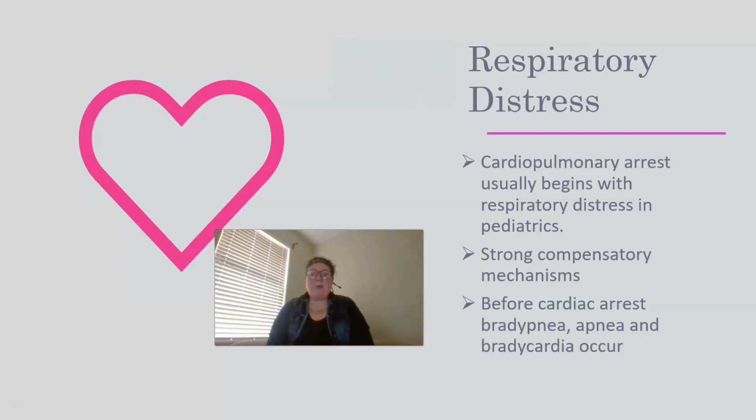Okay, so respiratory distress in pediatrics. The big thing to remember here is that cardiopulmonary arrest begins with respiratory distress first. Most of the time, pediatric patients have respiratory distress. They can compensate. They have very strong compensatory mechanisms. So they compensate, and then they have arrest. And the cardiopulmonary arrest originates from the pulmonary distress.